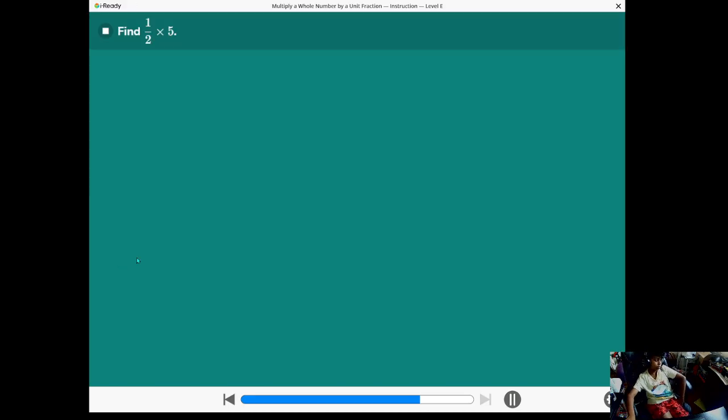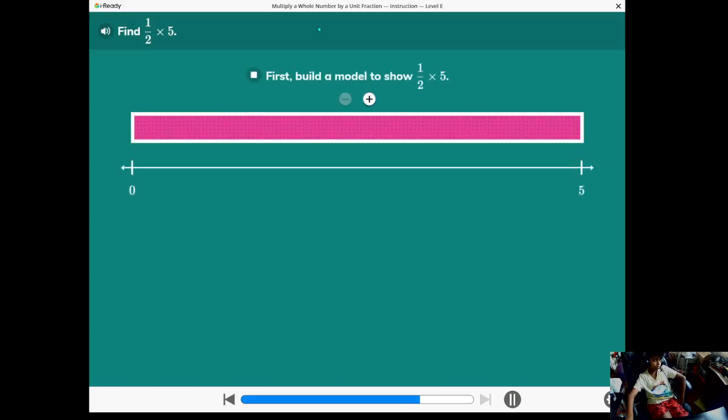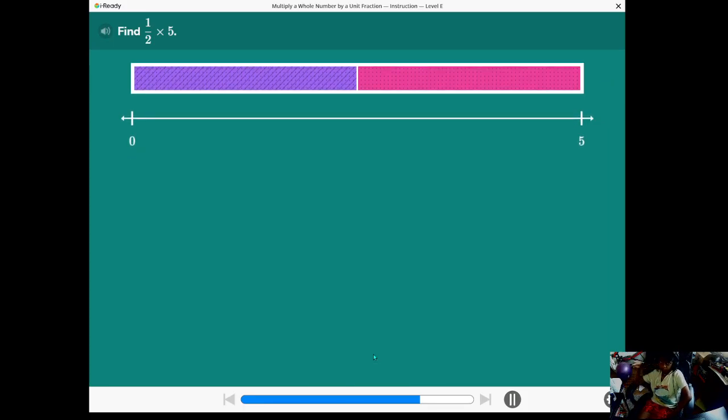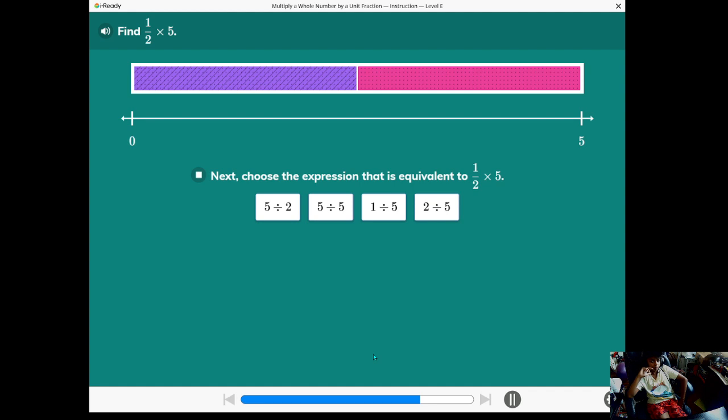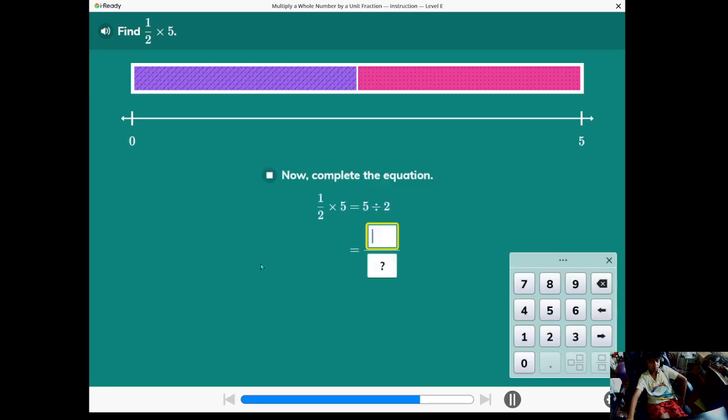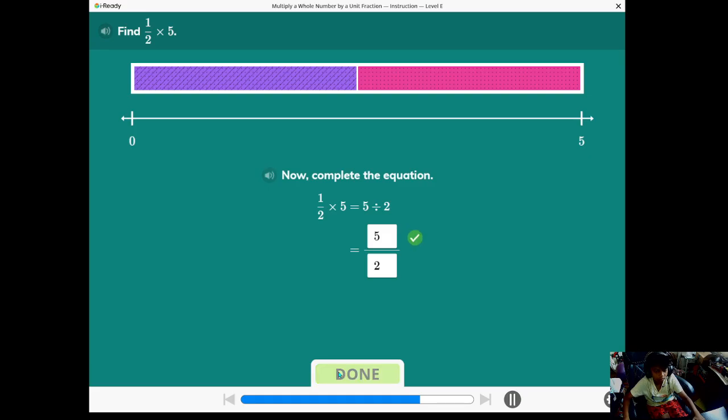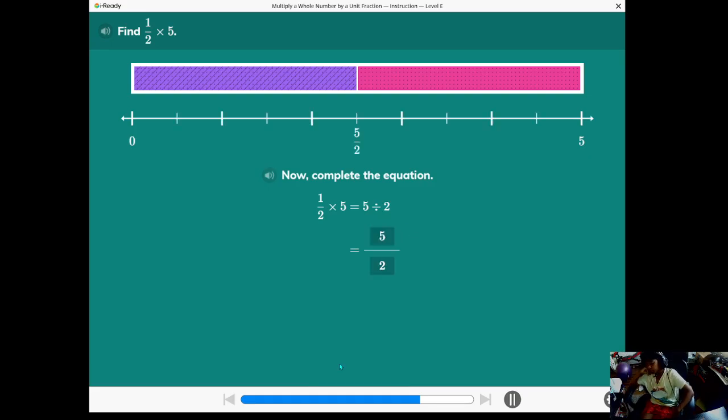Find 1/2 times 5. First, build a model to show 1/2 times 5. Next, choose the expression that is equivalent to 1/2 times 5. The model shows 5 divided into 2 equal parts. Now complete the equation. 5 over 2. Let's show the answer on the model.